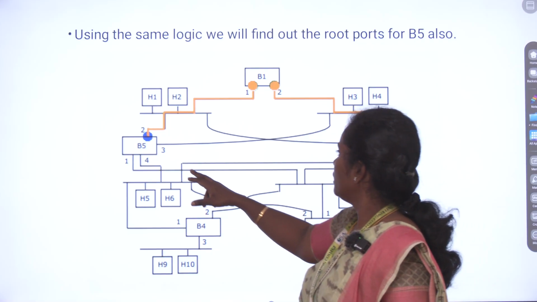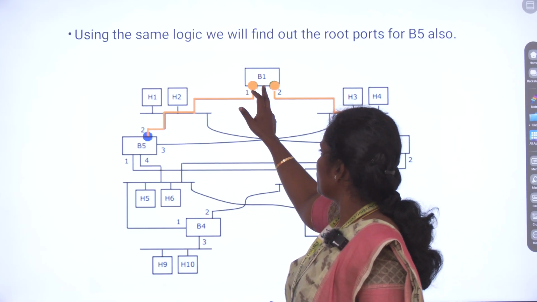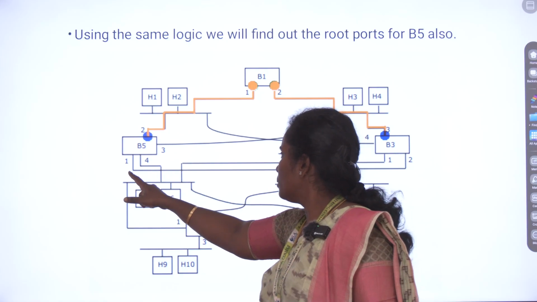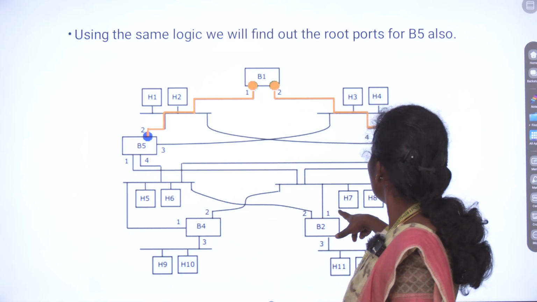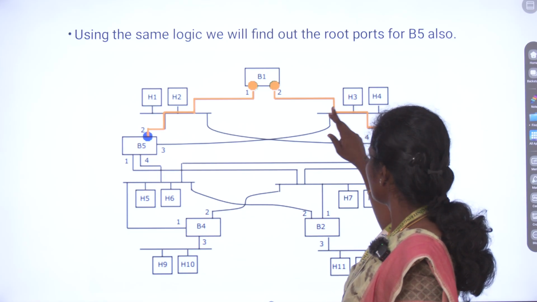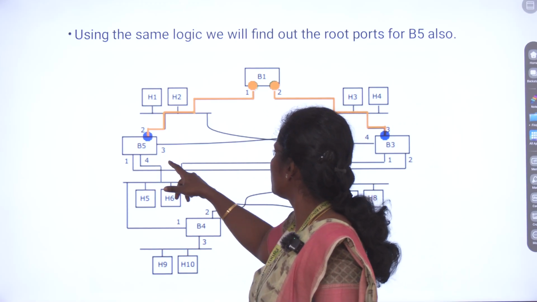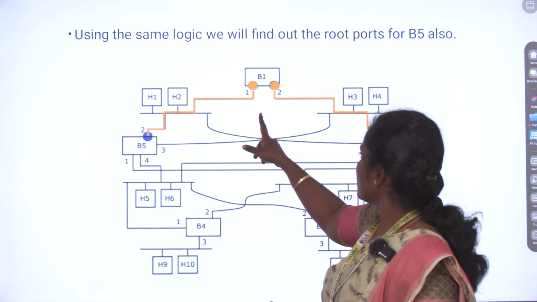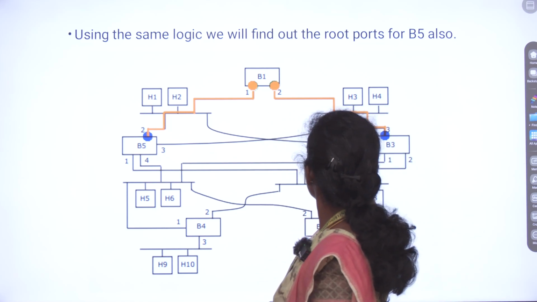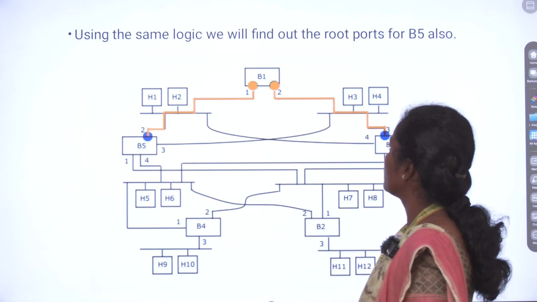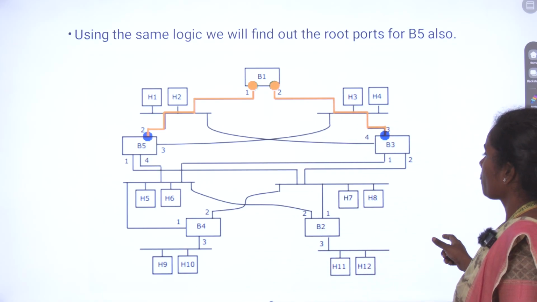For B5, it is also directly connected to B1, so it takes only 1 hop if the port is 2. If I take port 1, it will connect to B2 and then B1, so it takes 2 hops. Port 4 is connected to B4, which also takes 2 hops. Port 1 is connected to B3, which takes 2 hops. B5 port 2 is directly connected, so it takes only 1 hop.